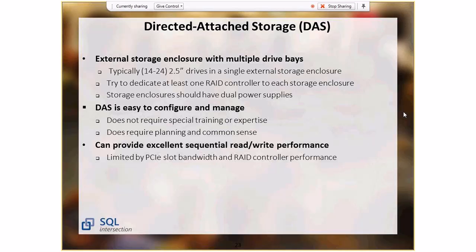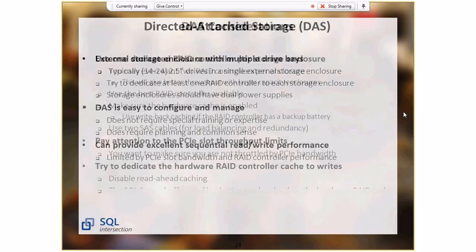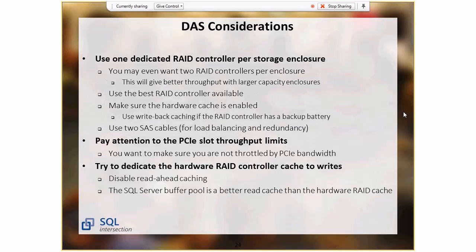But what's so nice about direct attached storage and internal drives is you can get really, really good sequential read and write performance. Typically, your limit is going to be your PCIe slot or your RAID controller in some cases. So direct attached storage, again, try to use one dedicated RAID controller or sometimes two, and use the best RAID controller you can get, and then finally make sure that the hardware cache is enabled.